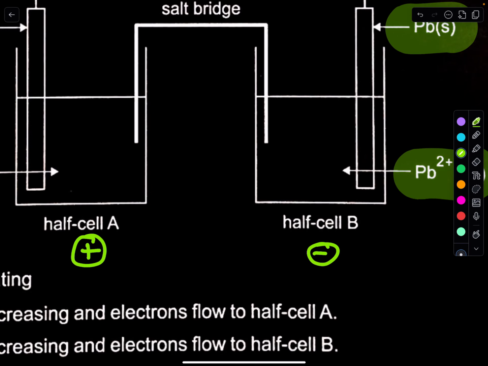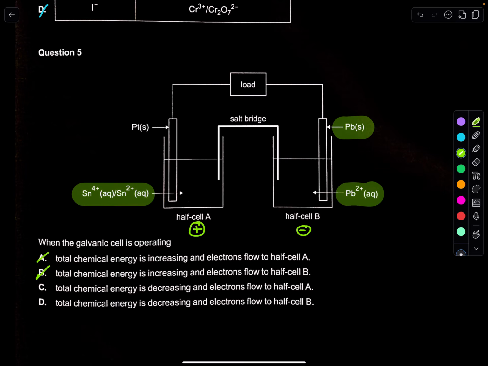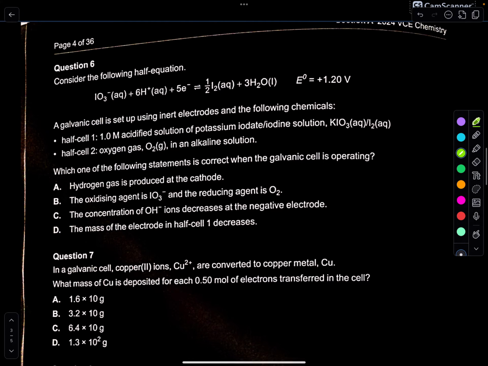Now, we know in a galvanic cell that electrons flow from negative to positive. So they'll flow this way, which basically means they're flowing through half cell A. So it looks like C would be your answer. Yep, decrease and electrons flow through half cell A. Perfect. Next question, 5. Let's have a look at this.